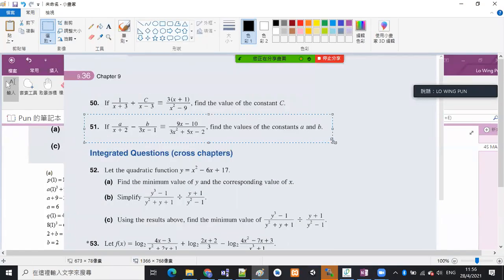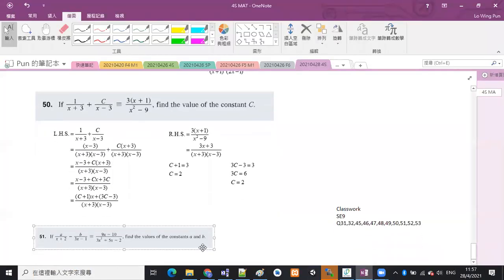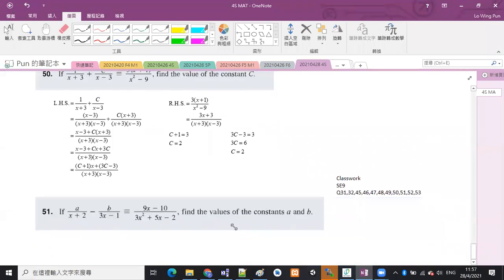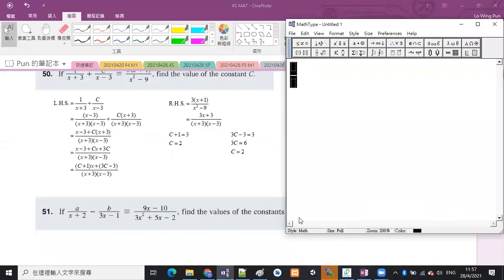(51) is exactly the same as 50. But let's do one more here. Okay, left hand side is a over x plus 2 minus b over 3x minus 1. Okay, and then we need to merge them together first.